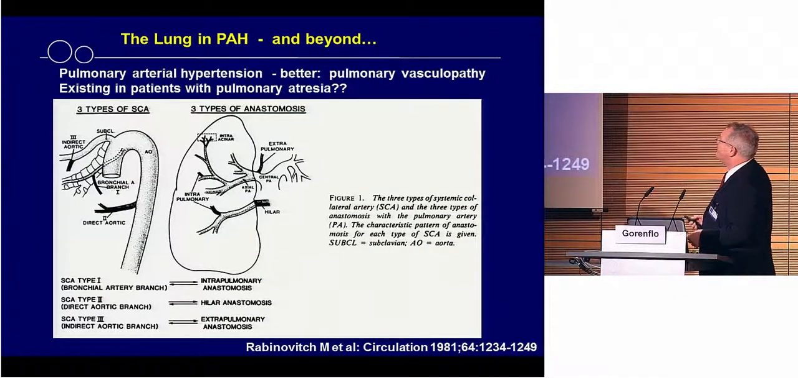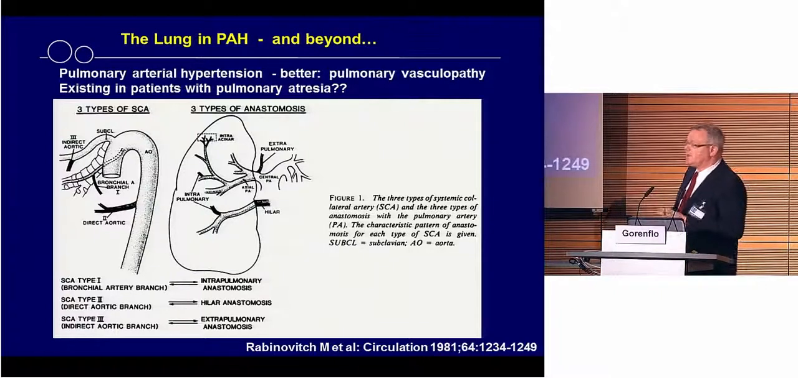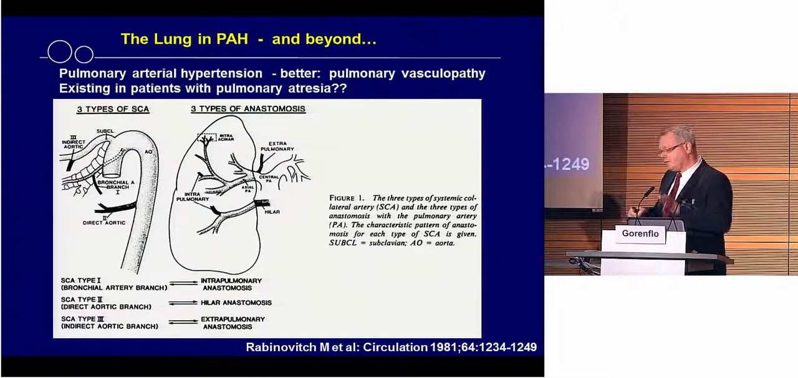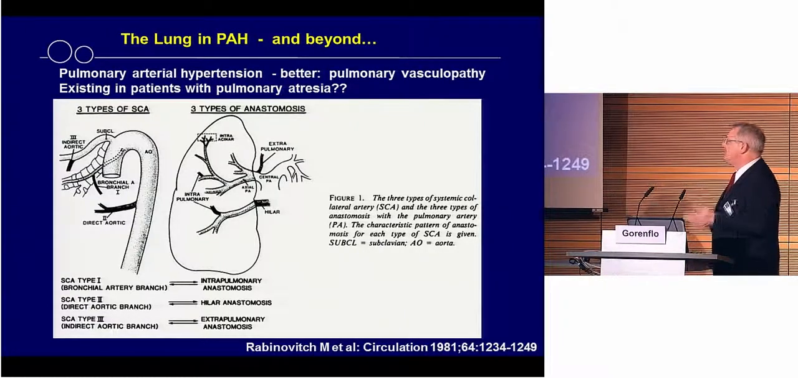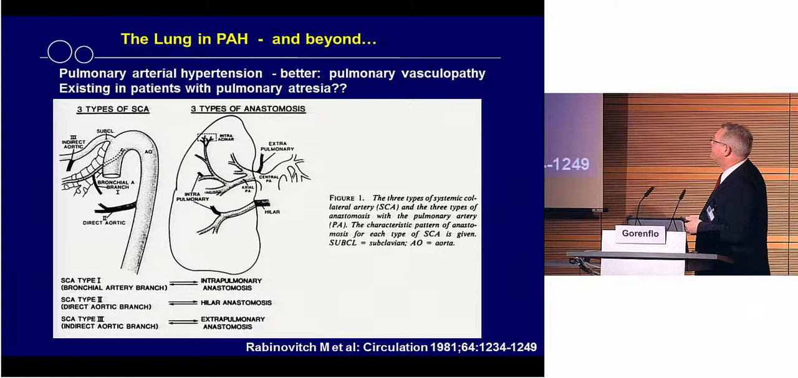Let me come back to what we have in pulmonary vasculopathy, and I think that's what we should call it, in patients with pulmonary atresia, because I'm not going to talk today about the multiple ways to treat pulmonary arterial hypertension in the setting of classical shunt. But we have to face the anatomy, and we have heard that in several talks before. Just let me summarize.